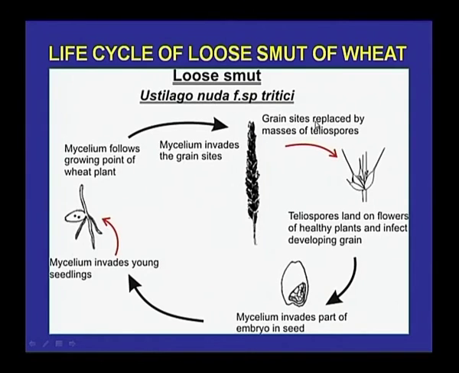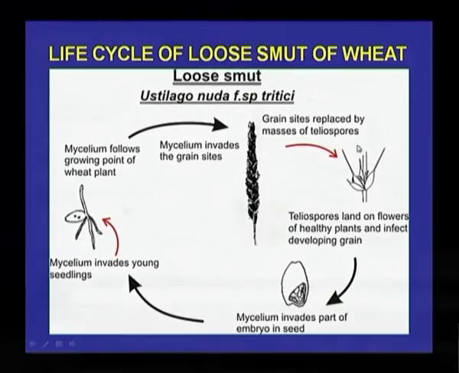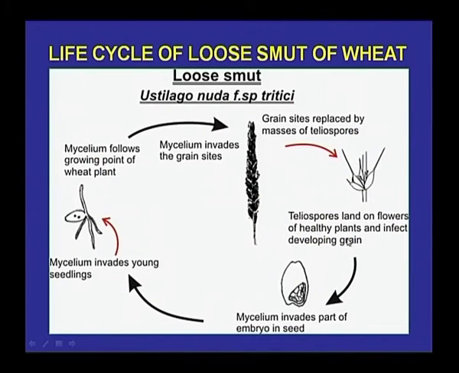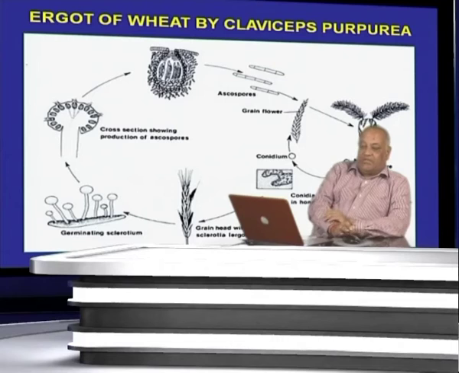Then the grain sites are replaced by masses of teliospores, which are just black powdery masses, and at the site where the seeds are to be produced, we find only the black masses of teliospores. This is the condition of the infected spikelet. Teliospores land on the flowers again by rain, air or insects on healthy plants and infect the developing grain. This is about the smut of wheat caused by Claviceps purpurea.